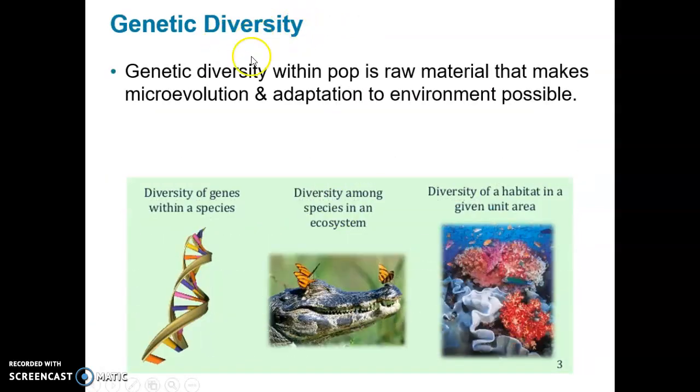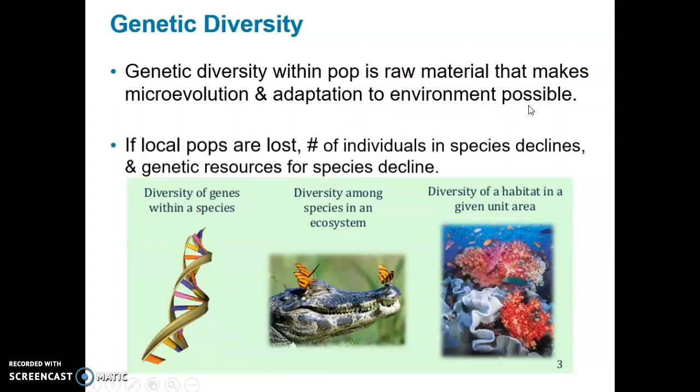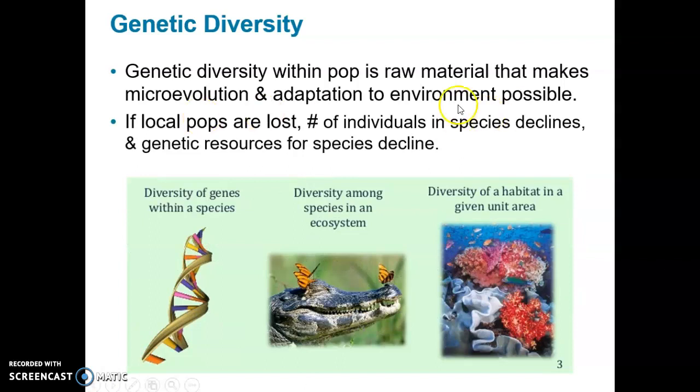So the genetic diversity within a population is the raw material that makes microevolution and evolutionary adaptation to the environment possible. Remember when we talked about microevolutionary change leading to speciation and evolutionary adaptation to environmental change? So the genetic diversity within populations is very important for organisms to be able to adapt and to change in the face of environmental change, which is frequent to some degree.